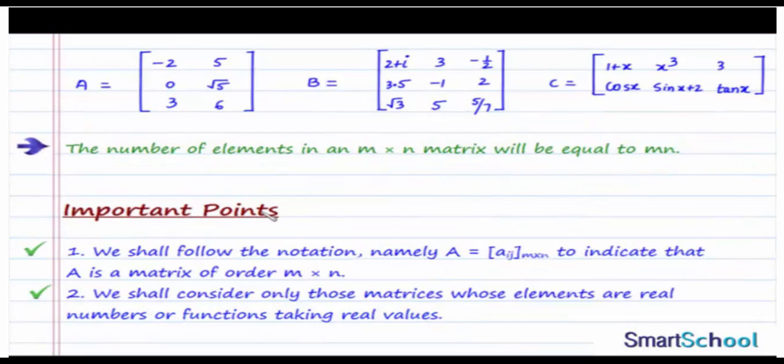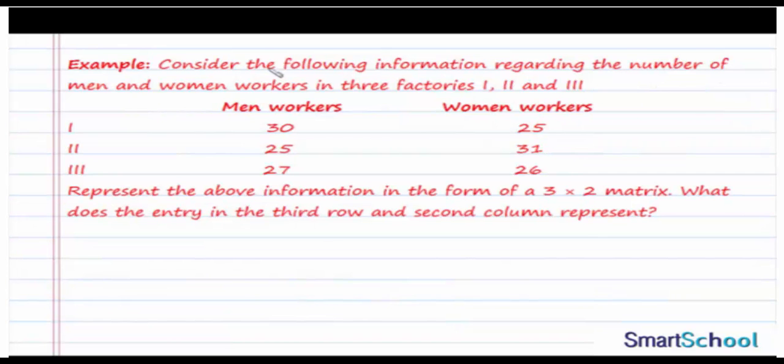Few important points regarding matrices. We shall follow the notation, namely A is equal to [aij] m by n, to indicate that A is a matrix of order m by n. We shall consider only those matrices whose elements are real numbers or functions taking real values. So in our chapter we shall consider only those matrices whose elements are real numbers or functions which are taking real values.